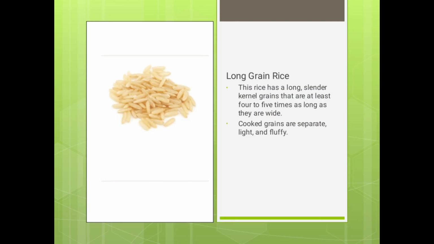So, mo ni ang example sa long grain rice. As you can see in the picture, the rice is long or long grain rice. This rice has long cylinder kernel grains that are at least 4 to 5 times as long as they are wide. Cooked grains are separate, long, and fluffy. So kung lutoan naman siya, di siya ningon nga pilit, but fluffy, humok.